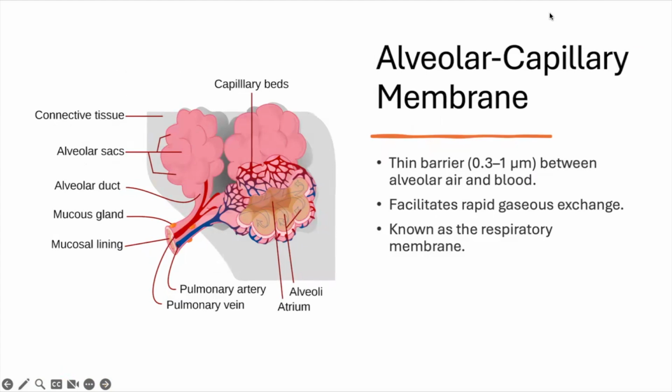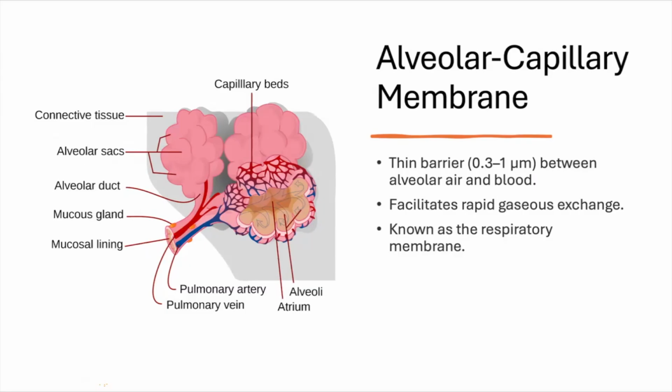Alveolar capillary membrane. As we have discussed earlier, the oxygen from the alveolus is transported to the capillaries. The space between the alveoli and the capillary is called the alveolar capillary membrane, which is a very thin barrier between the alveolus and the capillary. That means between the air and the blood.